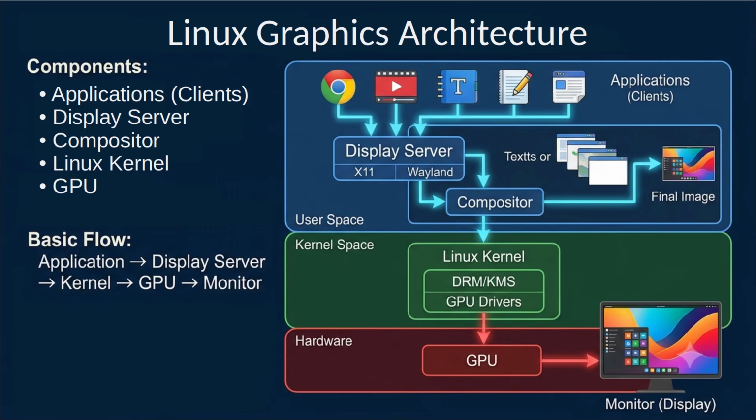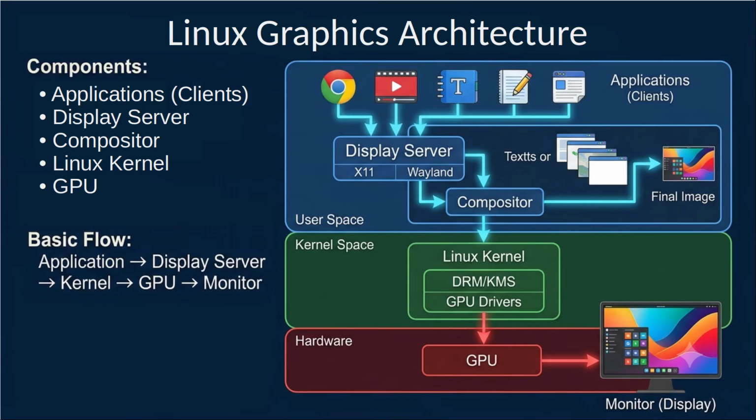Linux graphics architecture. Linux uses multiple layers to display graphics: applications or X clients, display server, compositor, Linux kernel, and GPU. As you can see here, the applications, display server, and compositor are all in user space. This design allows Linux to implement many OS-independent desktop environments.